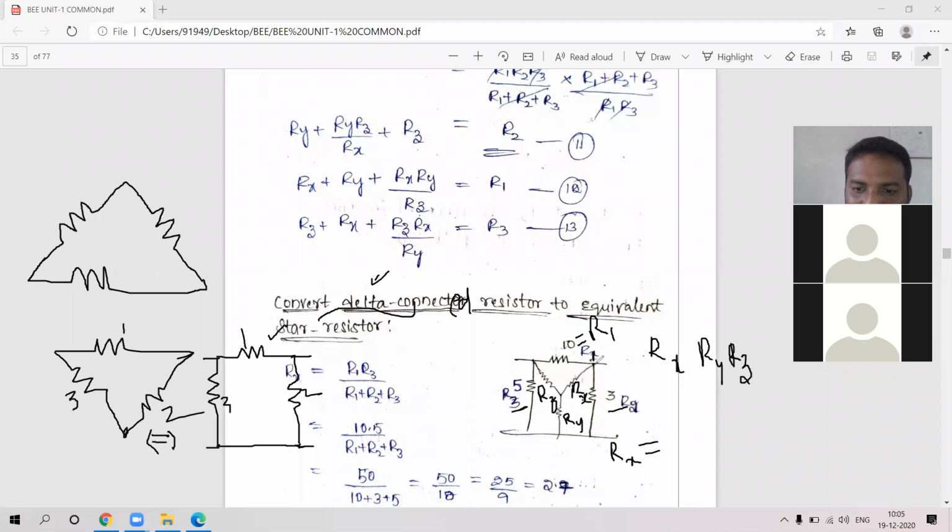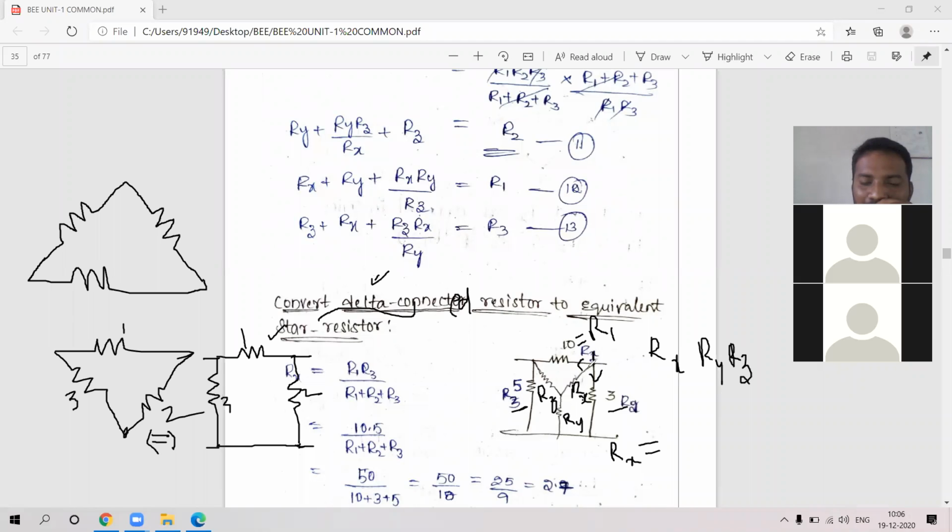See, if current is entering like this, the current is going to divide, no? Suppose current is entering from Rx, it will go to two branches. That means current dividing is taking place.